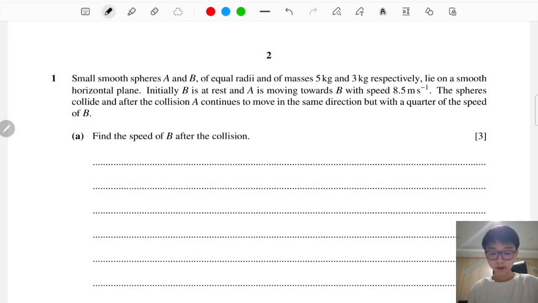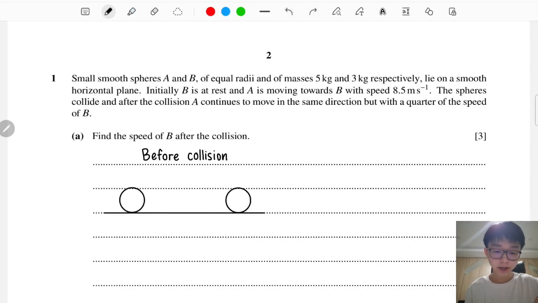Question 1. So we can immediately tell that this question involves collision, and when you meet this type of question, it's always nice to draw a diagram for before and after the collision. Let's read. Small smooth spheres A and B of equal radii and of masses 5 kilograms and 3 kilograms respectively lie on a smooth horizontal plane.